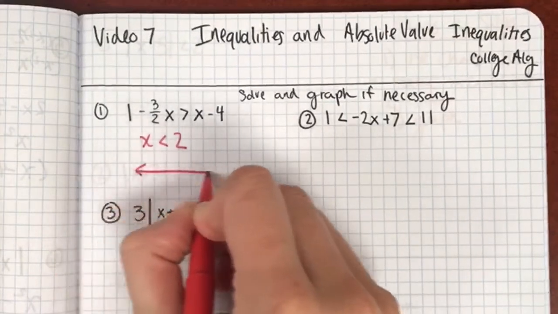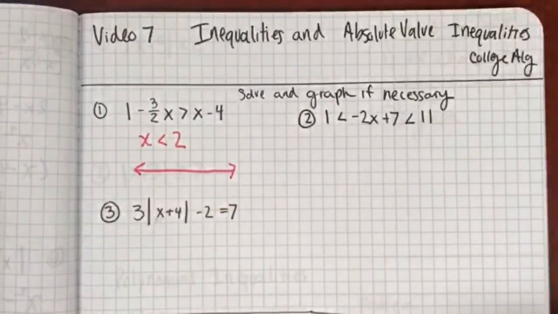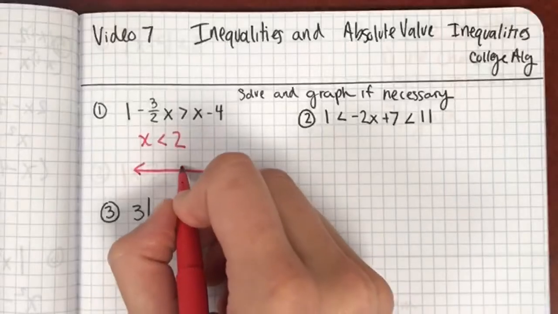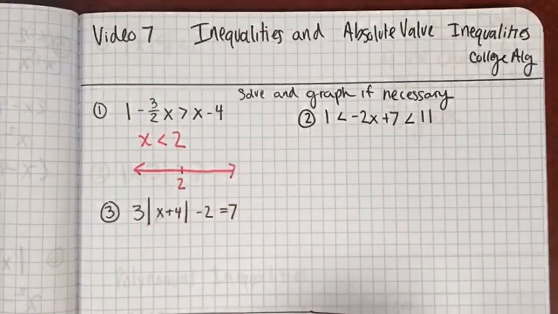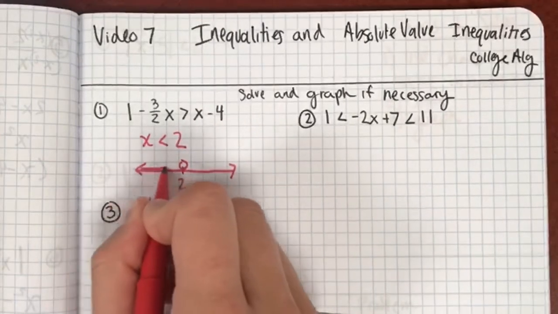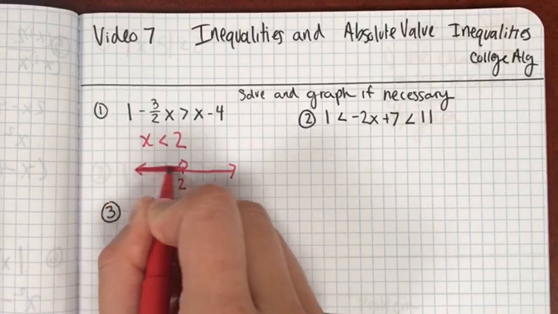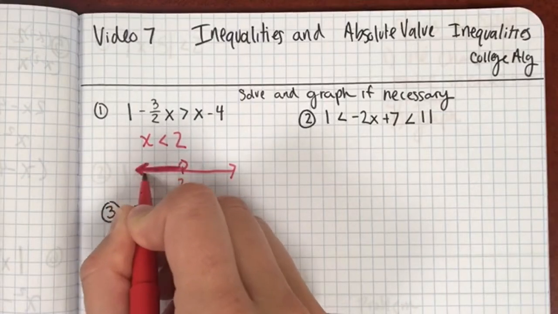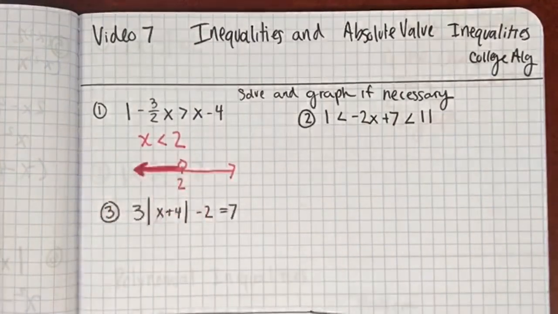And don't forget, with inequalities, we have to draw a number line. So here is 2. And on our number line, this is an open circle because it's a less than. And we're going towards all of our smaller numbers.